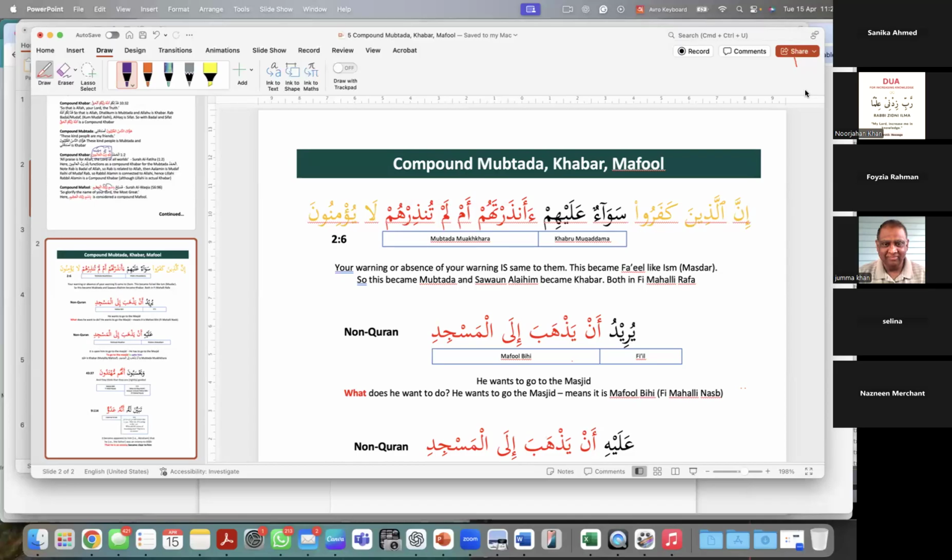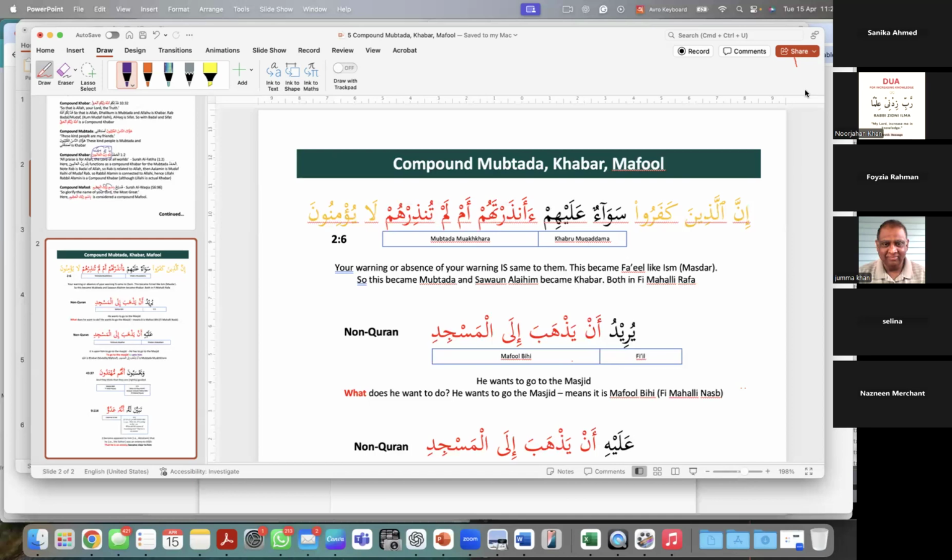We are not concerned about the first yellow, gold color text. We're not bringing it here. Let's look at the part in between. Sawa'un alayhim. What's the meaning? Same for them. Same for them. So together, look at the compoundness of it.